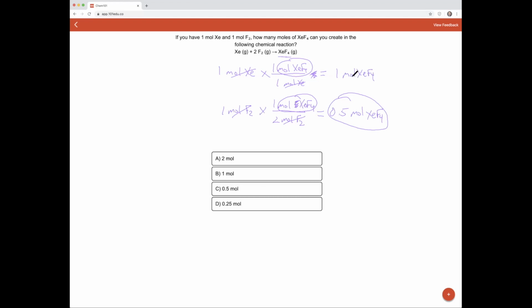I will never get to 1 mole because I'll run out of the F2 first, the fluorine first, right? This is my limiting reactant. The fluorine is my limiting reactant, okay? And that's really what we're going to get into. And so the correct answer is 0.5, okay? And I'm going to show you another example of that very soon.